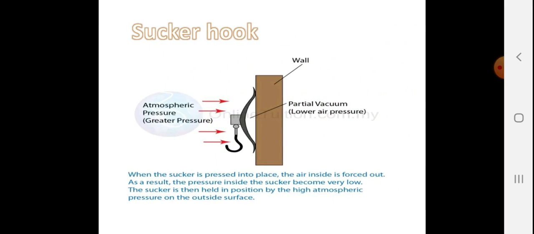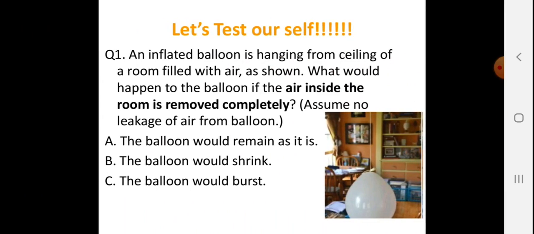Sucker hook. When the sucker is pressed in place, the air inside is forced out. As a result, the pressure inside the sucker becomes very low. So the sucker is then held in position by the high atmospheric pressure on the outside surface.